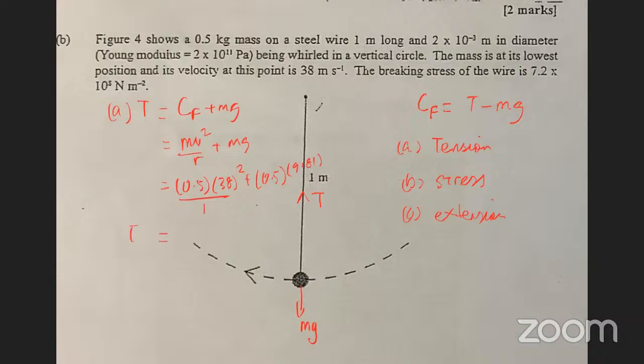Anybody have an answer? How much? 727 or 747? Nice. Now, given the tension, find the stress. Find your stress, then find your tension.